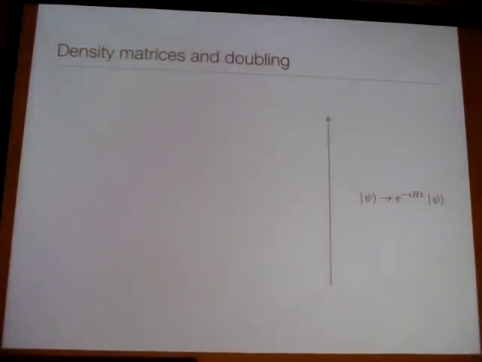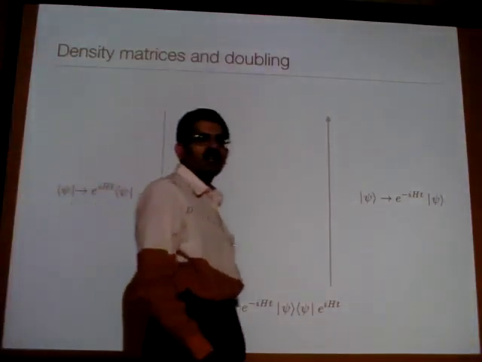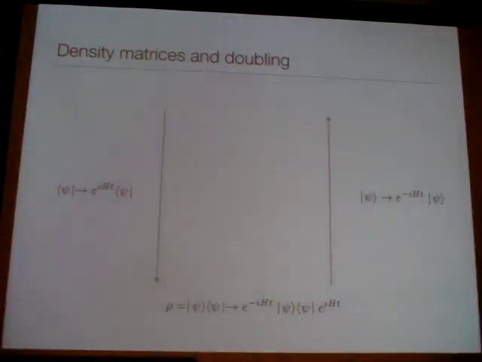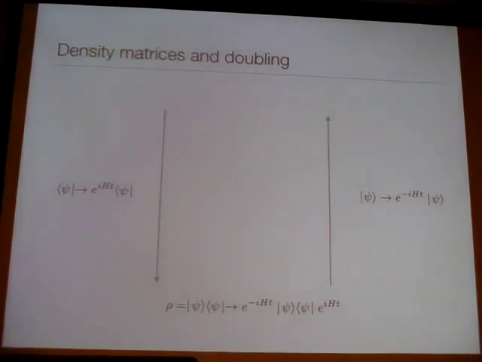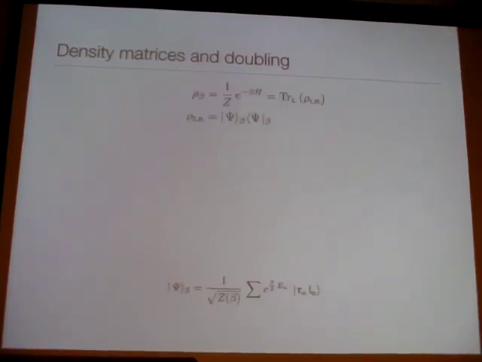But let me tell you one of the solutions which is known about how to think about density matrix. If I have a state, it evolves up in time. If I have a conjugate state, it evolves down in time. If I have a density matrix, I need both a state, a bra, and a ket. So I need something that evolves both forwards and backwards in time. This fact was well appreciated by Schwinger in the 60s and led to the Schwinger-Keldysh construction of thermal states.